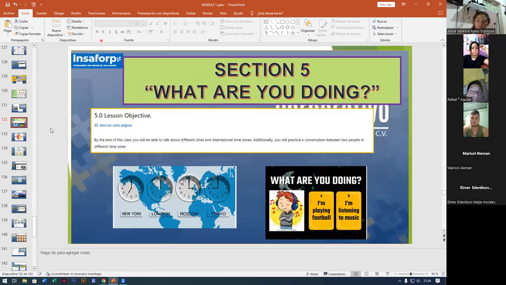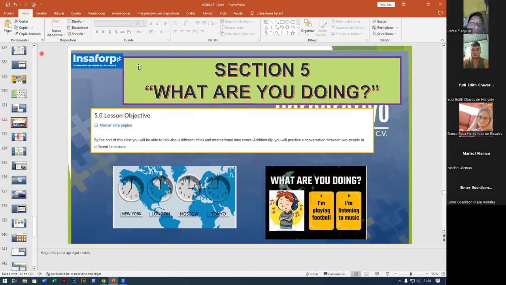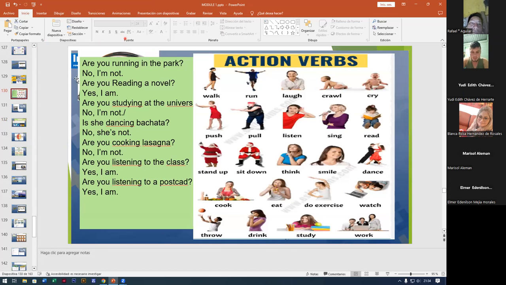Now, let's go ahead with the beginning of section 5. Yo tengo una duda. Yes, tell me. ¿Qué significa pull? Pull is like this. Let me show you the picture. It's like, for example, when you are playing, como cuando uno está jugando con una cuerda, un grupo alando de un lado y el otro alando del otro. So you pull, that means alar. Diferente a push, que es empujar. It's the contrary action. You say push and pull. They are contrary actions.